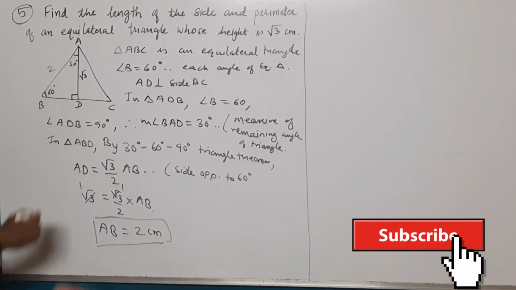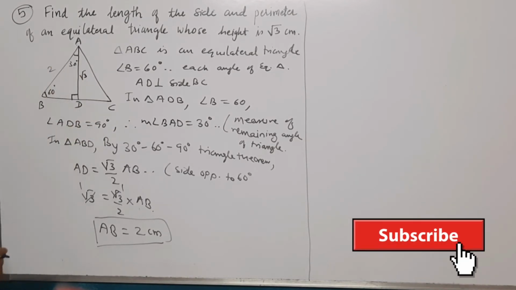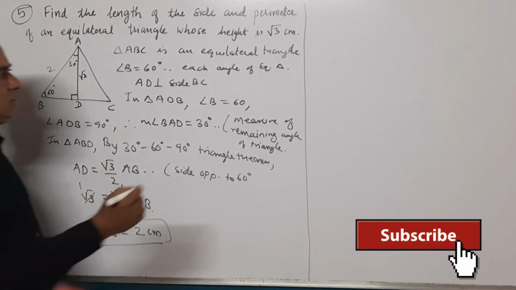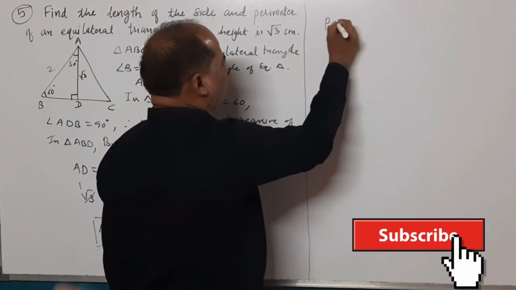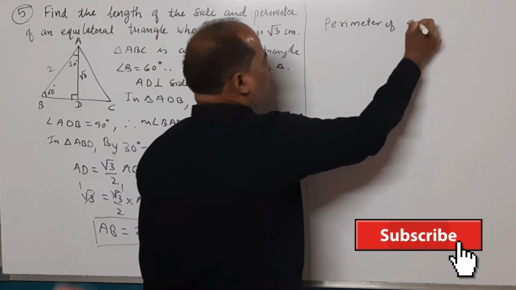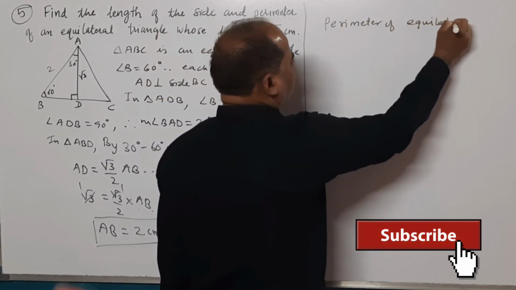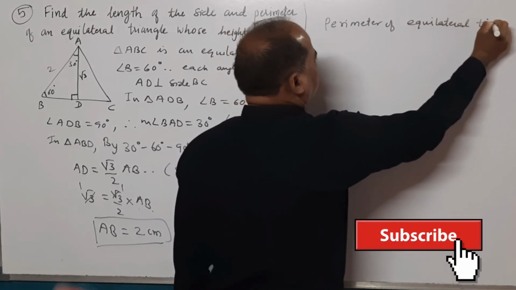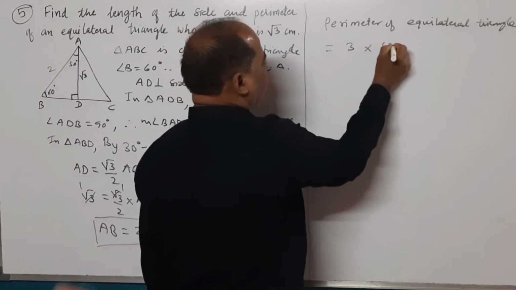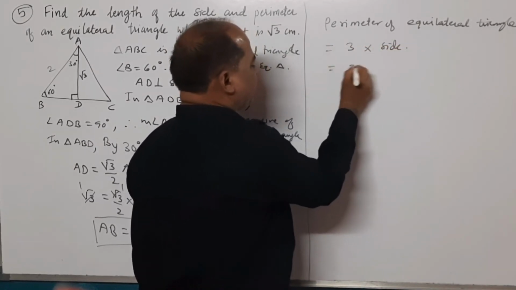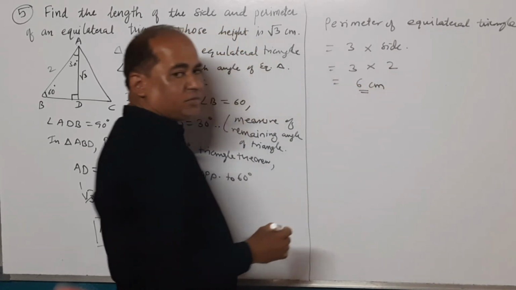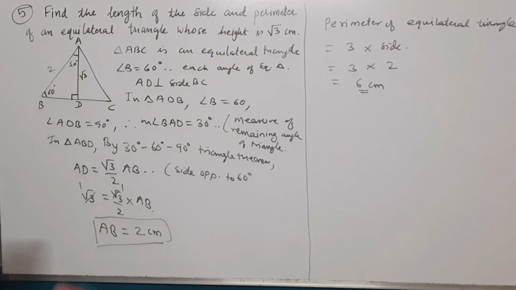Now as all sides of an equilateral triangle are equal, the perimeter of the equilateral triangle is equal to 3 multiplied by the side. The length of side is AB, that is 2. So perimeter is 6 centimeter. Perimeter of the equilateral triangle is 6 centimeter.